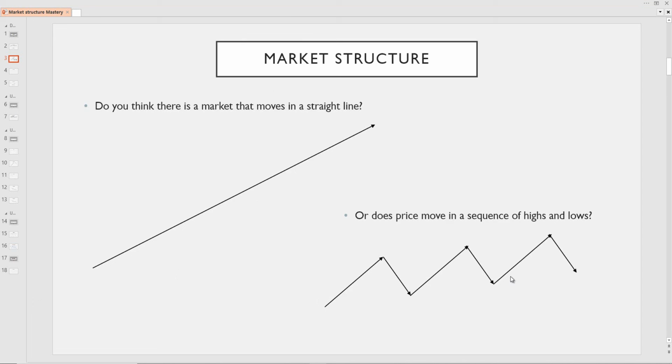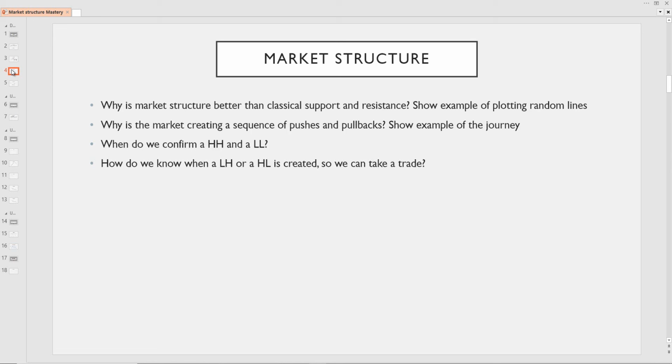All right. Does price move in a sequence of higher lows? Yes, it does. And I'm sure most of you know that the market cannot just go from one point to another without stopping to take a little break and to pull back, because this is the breathing pattern. You exhale, then you inhale in order to exhale again. So this is something that I want you to know. There is not a market that's just going to move from point A to point B in a straight line.